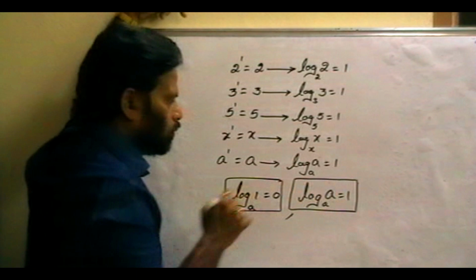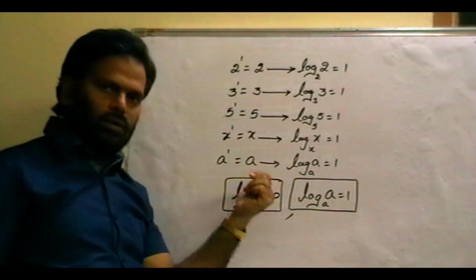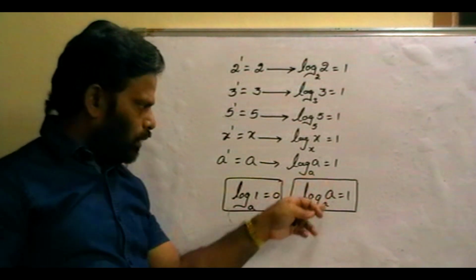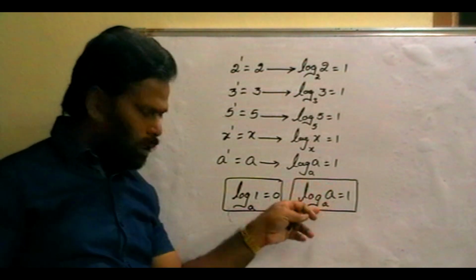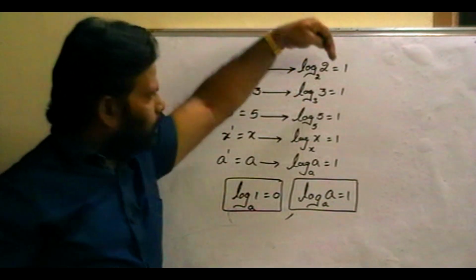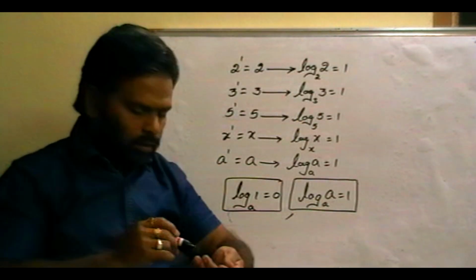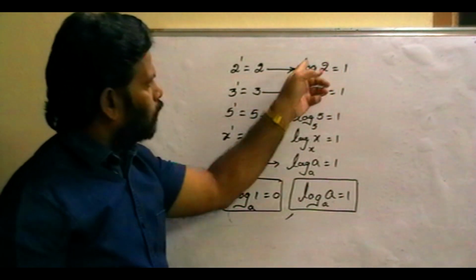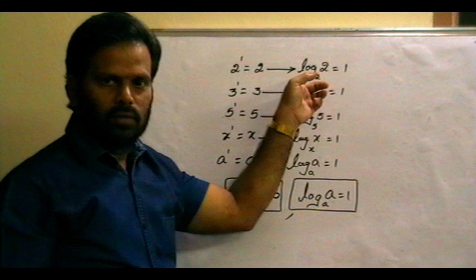Log 1 to the base a is equal to 0. But log a base a is equal to 1. These two values are different. So, how will we get these logarithm values? What is the value of log 2 base 2? Means how will we get 1?